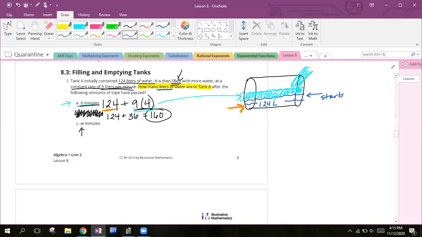So the way that I started this equation was I started out with 124. Okay, and it was increasing at a rate of 9 liters per minute. But if it wants any amount of minutes, we know we're just going to multiply that by 9. And that's going to tell us the liters in the tank. They didn't really give us a variable to go with that, so we'll just say it's a capital L, or just writing out liters in the tank.